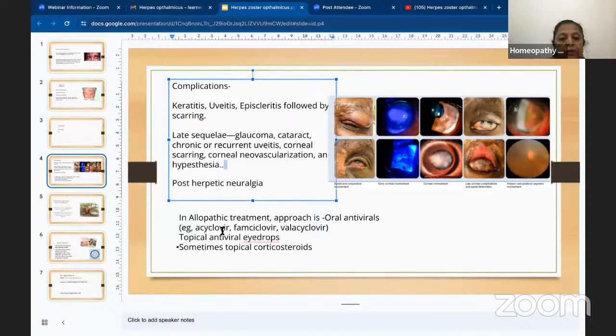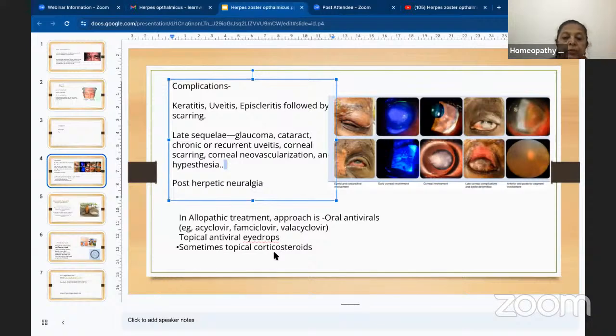In case of the allopathy line of treatment, we give oral antiviral and even local application of antiviral on the rash and also in the eye. And according to the complications, we have to treat the patient. Topical corticosteroid, of course, only after examination of the eye, we can start topical corticosteroid along with antiviral. Sometimes there is a recurrent herpes zoster also. In those cases, oral antivirals are continued for at least 1 year with a low dose.